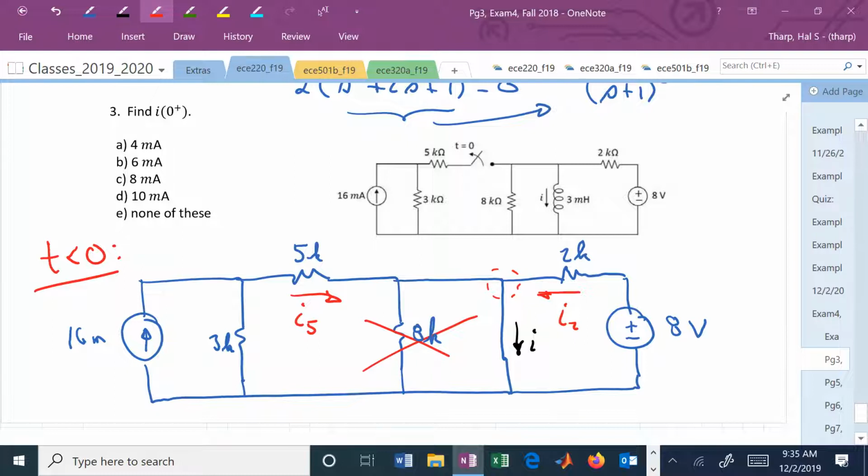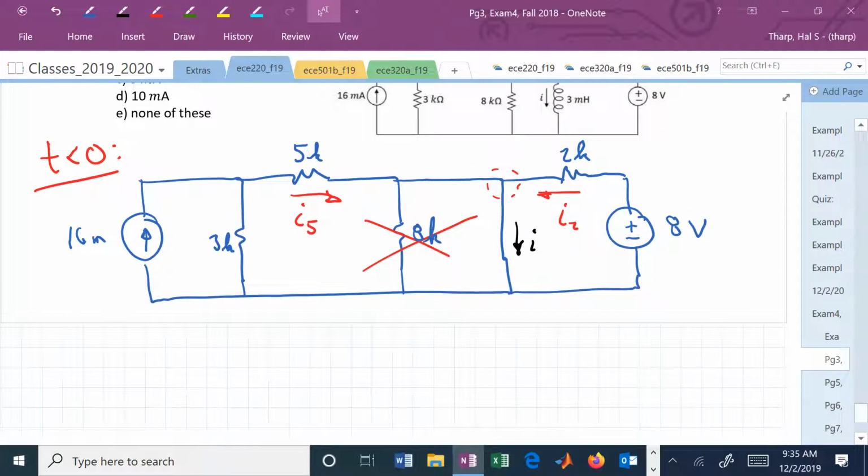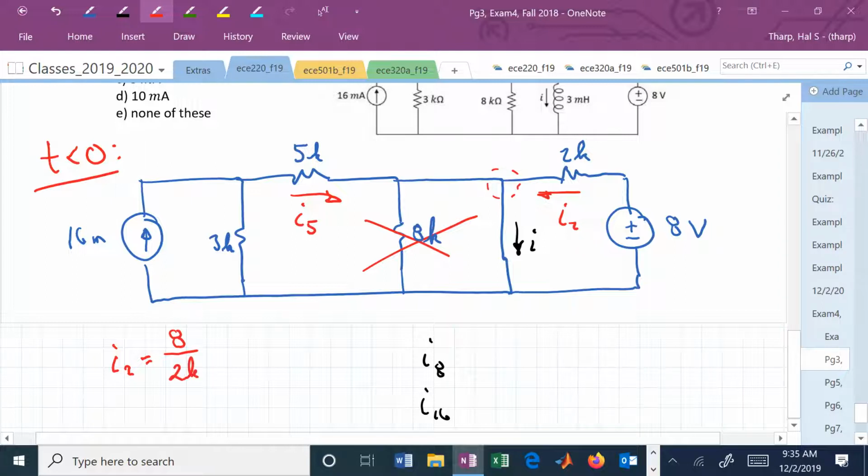Are we okay with what I just said on I2? Or if you wanted to, you could do it with superposition and just say, let me forget what's on the left and just find I due to the 8. And then let me forget what's on the right and just find I due to the 16 and add them together, and I'll end up with the same answer. I'm doing it at the same time by saying I2 is 8 divided by 2k. That's because this point, relative to the 2k, is that point, which is common. All 8 volts is dropped across that 2k. I sub 2 is now 8 divided by 2k, or 4 milliamps. What's I5?